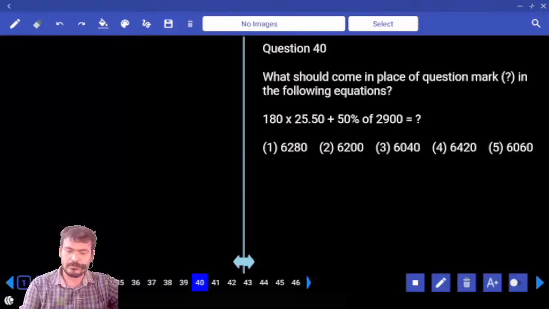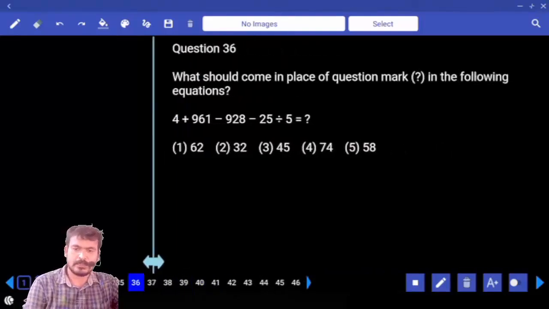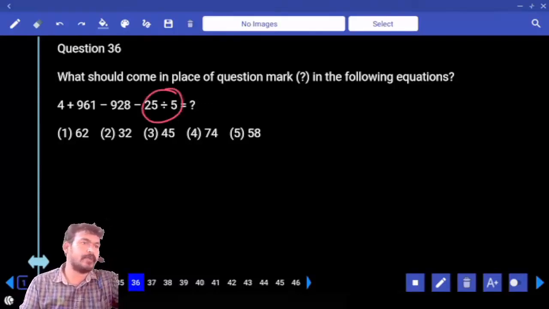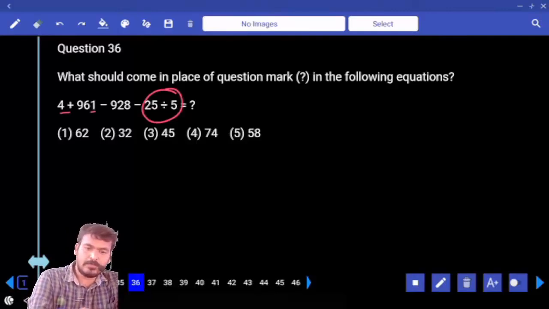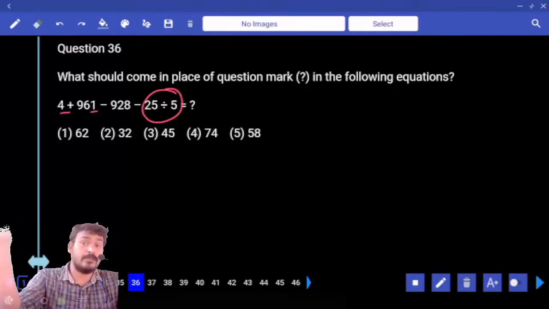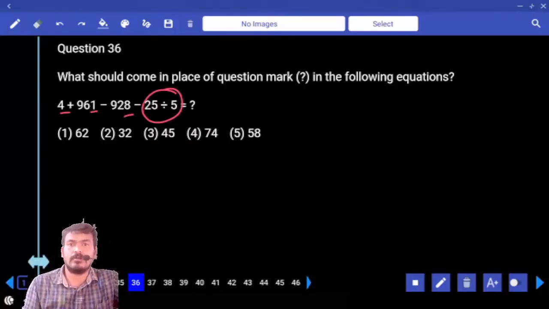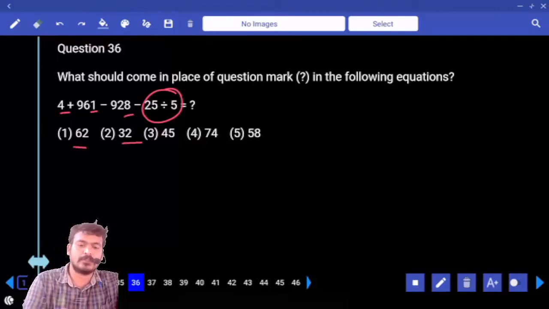Question number 36. What is the last one? 25 divided by 5, how much? 5. 4 plus 1, 5. 5 minus 5, 0. Minus 8 minus 0 means ending with 2, or not? How many options are ending with 2? 2 options, okay.